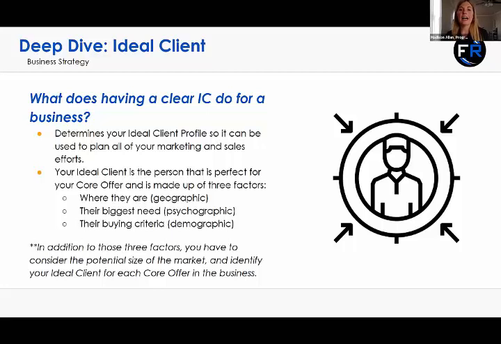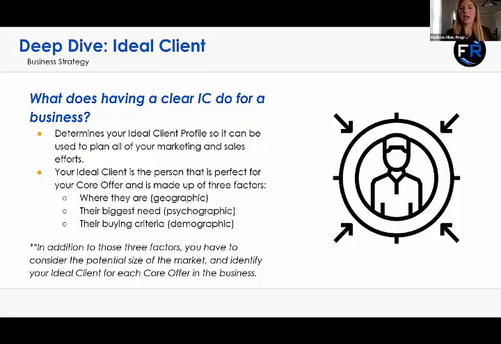Having a clear ideal client or ideal client profile does a few things for a business. Determining your ideal client is used to plan all of your marketing and sales efforts. So that's like step one. If that's not clear, then all of your marketing and sales efforts are probably going to be futile. So that's part of this equation.